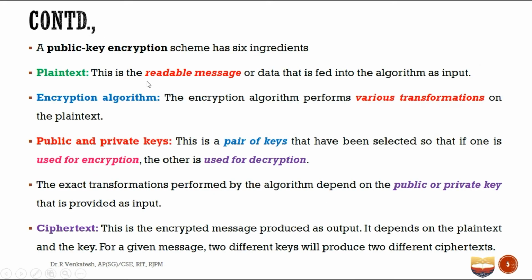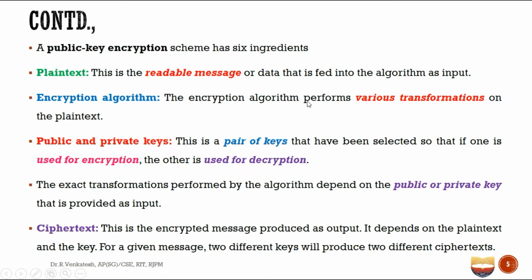The public key encryption scheme has six ingredients: plain text, encryption algorithm, public and private keys, and ciphertext. The plain text is the readable message or data that is fed into the algorithm as input, whether it is an encryption algorithm or a decryption algorithm. Next is the encryption algorithm.